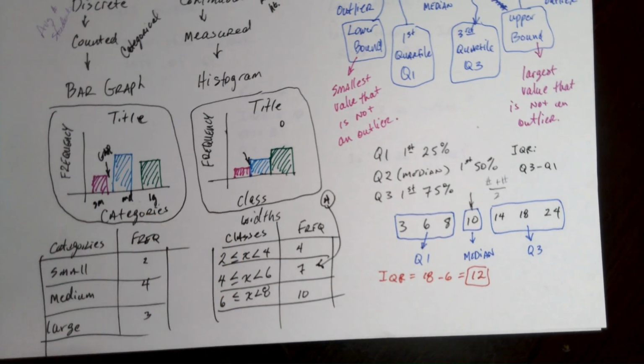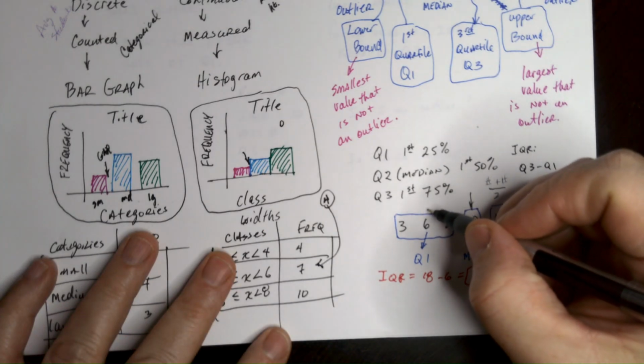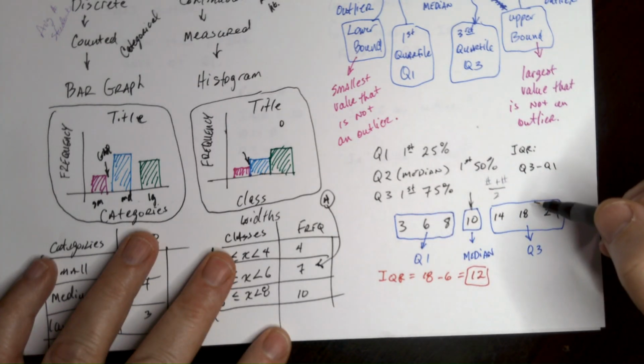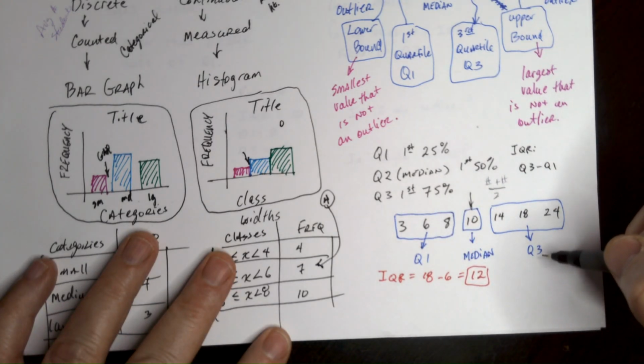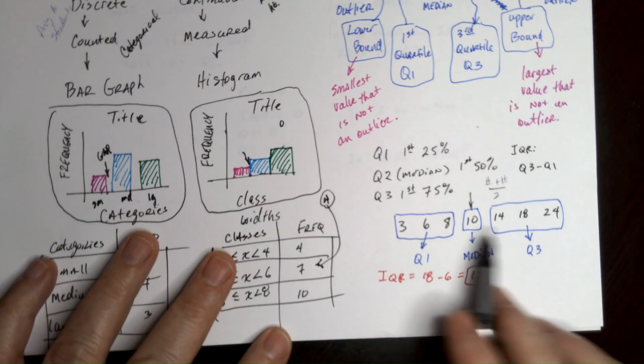Now, the median of the first half is the first quartile. The median of the second half is the third quartile. And the interquartile range is the difference between the 2.